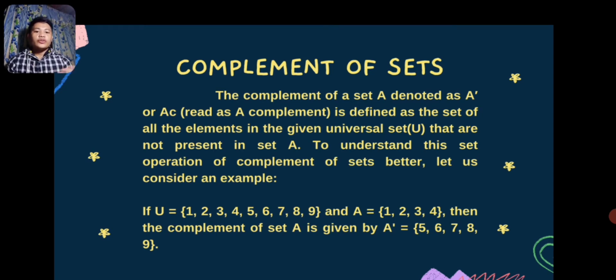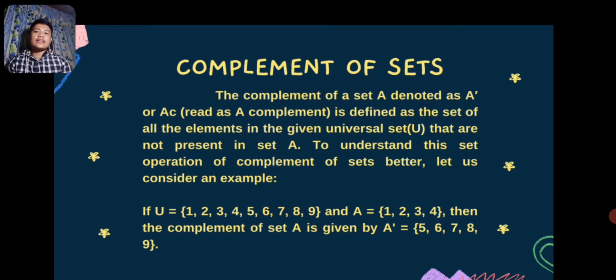To understand the set operation of complement of sets better, let us consider an example. If U, the universal set, is 1, 2, 3, 4, 5, 6, 7, 8, 9, and A is equal to 1, 2, 3, 4, then the complement of set A, given by A apostrophe or A complement, is equal to 5, 6, 7, 8, and 9.